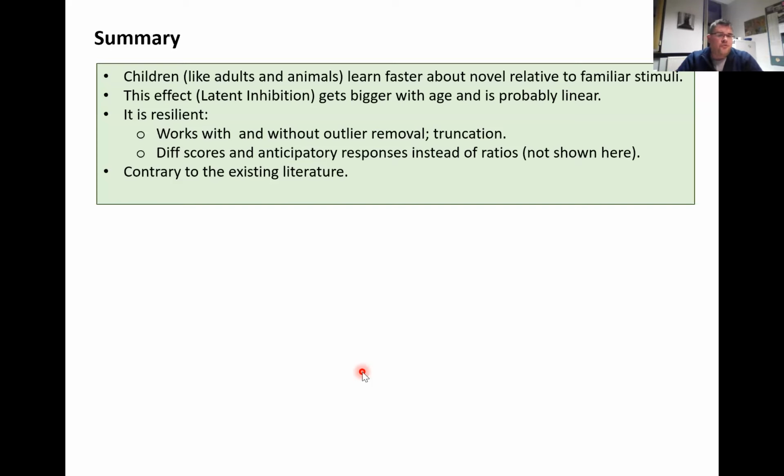But it is contrary to the existing literature, which, if anything, shows the presence of latent inhibition in younger children, but not older children. So that begs the question of why, the most dangerous question in the world to ask. And I don't have a particularly good answer, unfortunately, so apologies.